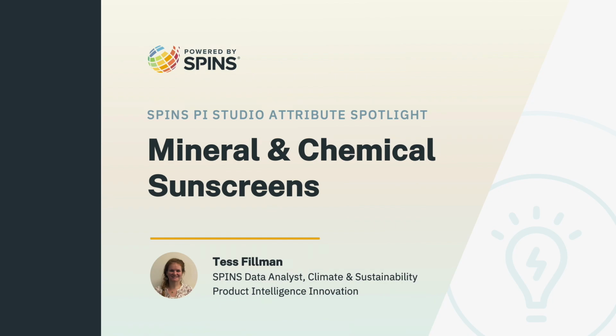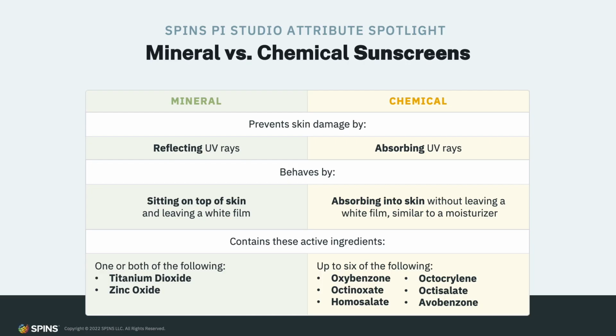Hello, and welcome to this month's SPINS PI Studio Attribute Spotlight for two of our newest attributes, mineral and chemical sunscreens. SPINS PI has created two roll-up attributes that highlight the two classes of sunscreen, mineral and chemical. Both types of sunscreen protect your skin from harmful UVA and UVB rays, but they do this in different ways.